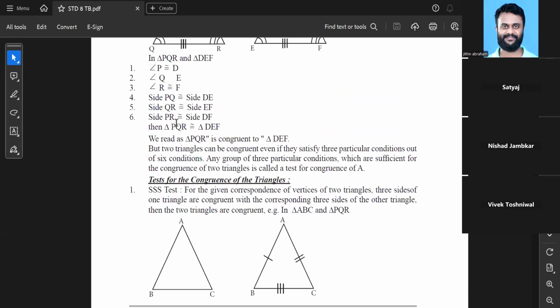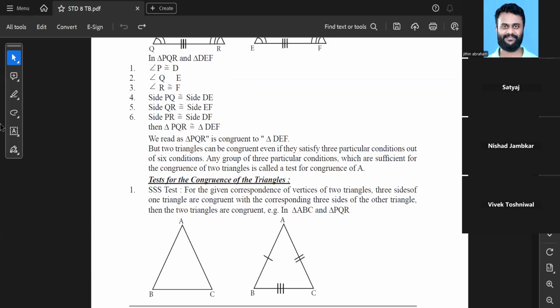Now, if you are able to find that all these six conditions are true, like all three angles are congruent and all three sides are congruent, if all six conditions are happening at once, you can say that yes, both the triangles are congruent.